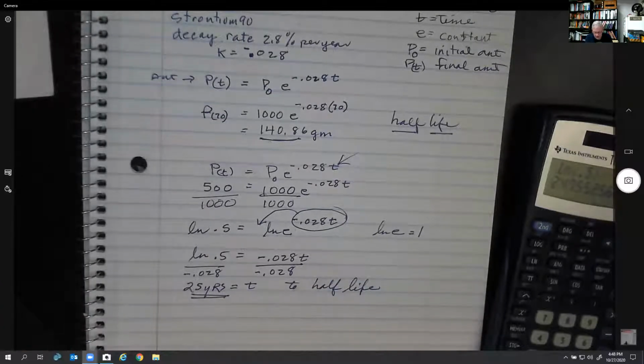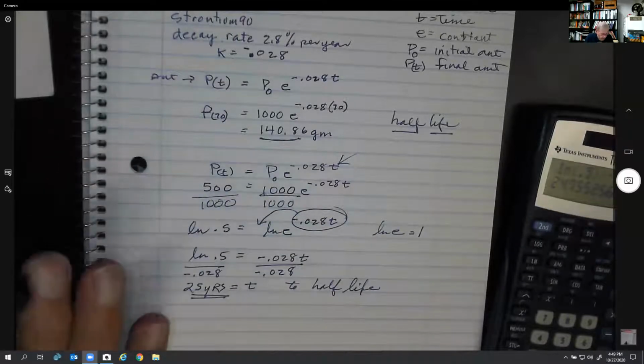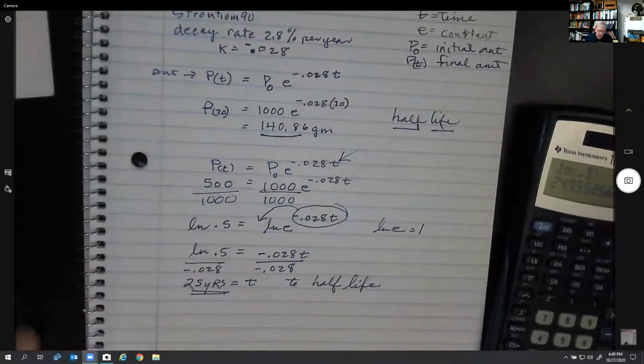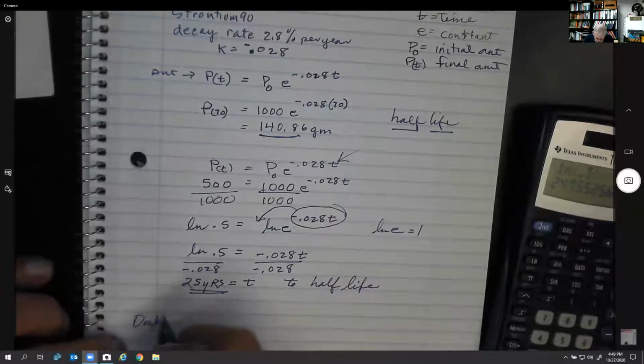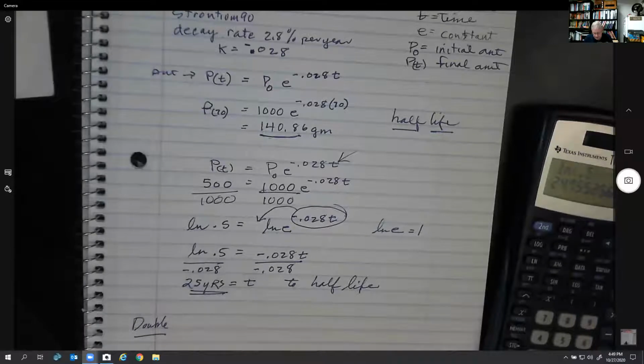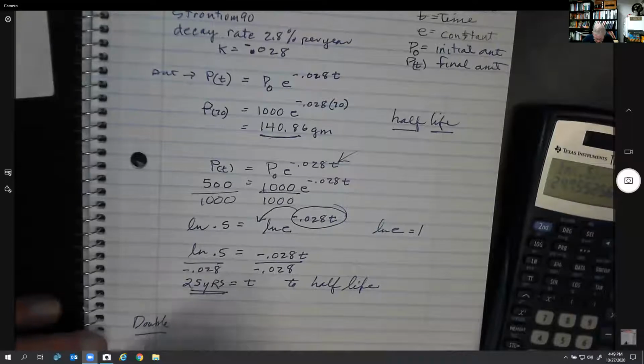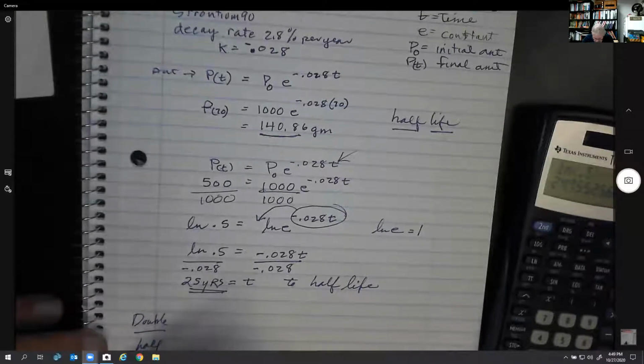So half of the material will be destroyed in about 25 years. I did it a little differently from the book. I could have done it a little bit more formal, and I probably would have come up with this formula, but it's kind of the same formula we use for, remember the formula for doubling time? How long does it take something to double? It's pretty much the same formula for how much time it takes to get to half. It's the same formula.